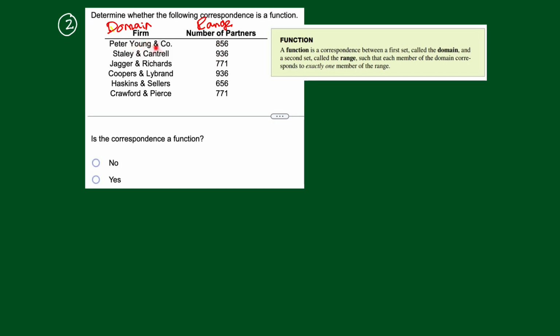Well, look at Peter, Young, and Company. They have exactly 856 partners. It doesn't say that they have 856 and 857. It doesn't say that. All right? They have only 856. What about this one? This one has only 936. This one has only exactly 771, and so on. Each one of these has exactly one number related to it. So this here corresponds to exactly one here, and so on. So I'm going to say, yes, this correspondence is a function.